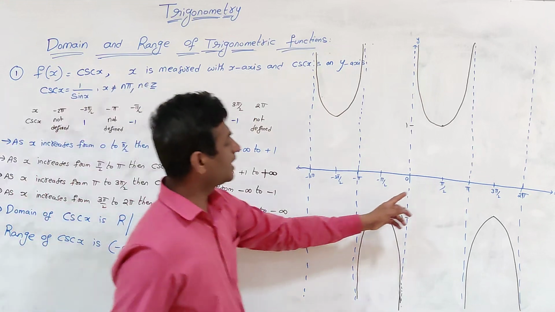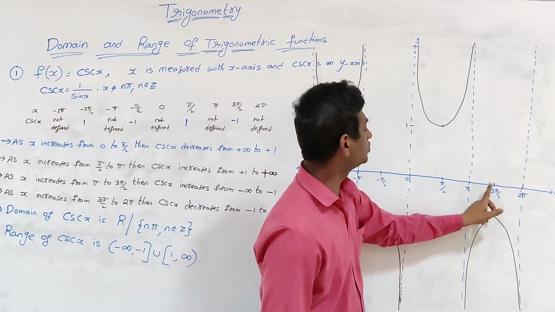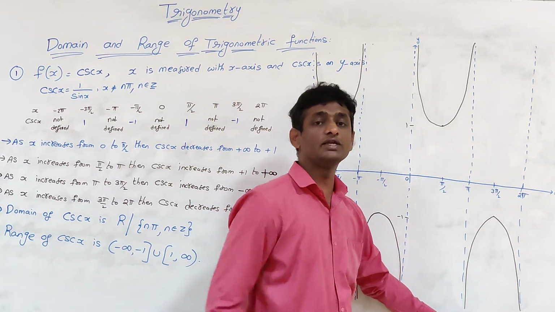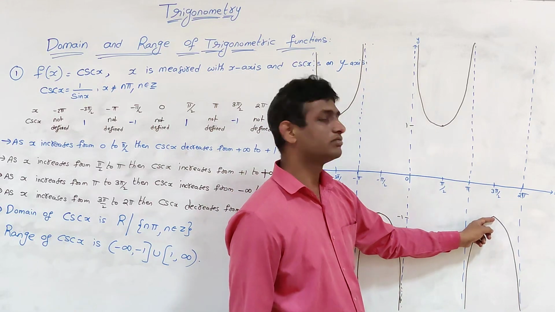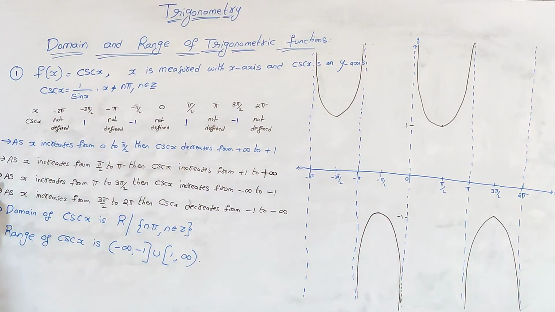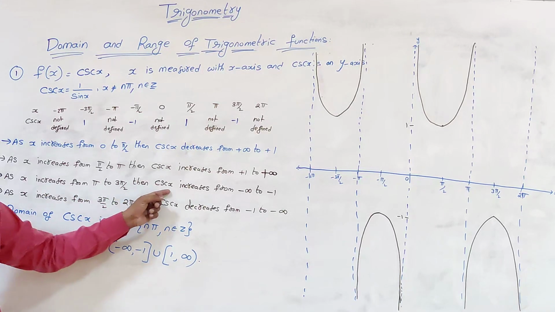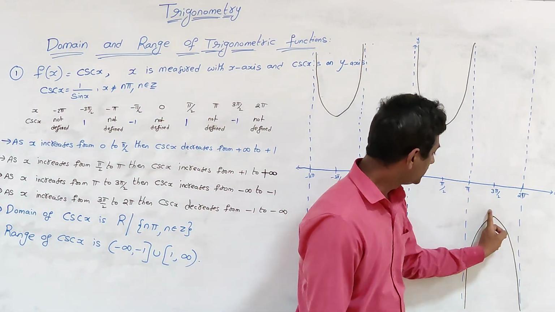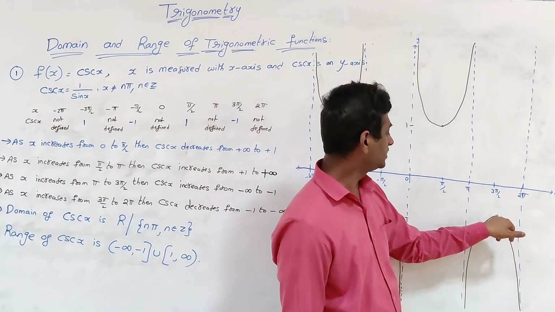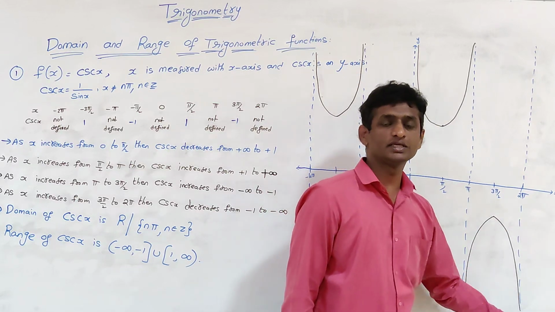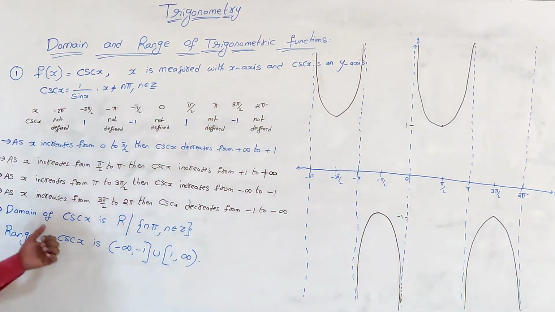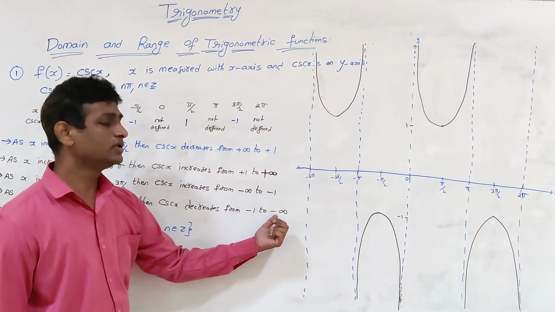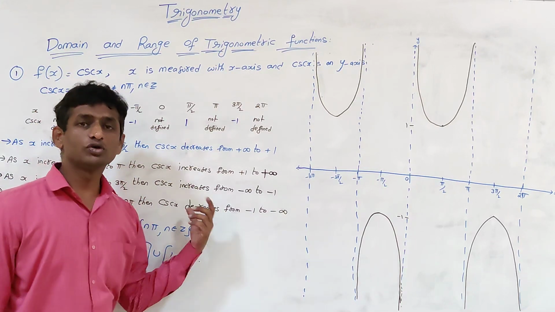Next, from pi by 2 to pi we have seen, and pi to 3 pi by 2, as x increases from pi to 3 pi by 2, it starts from the negative direction and increases up to -1. That is, cosecant x increases from -infinity to -1. Similarly, for 3 pi by 2 to 2 pi, it starts again decreasing. It starts from -1 and slowly decreases, and there is no end point for that. So as x increases from 3 pi by 2 to 2 pi, then cosecant x decreases from -1 to minus infinity.